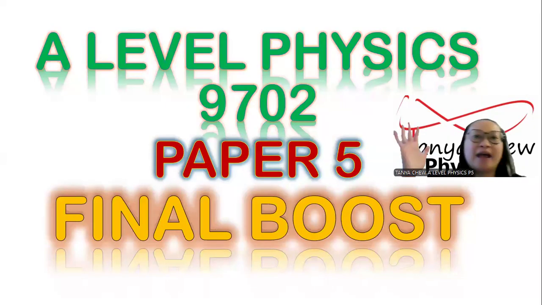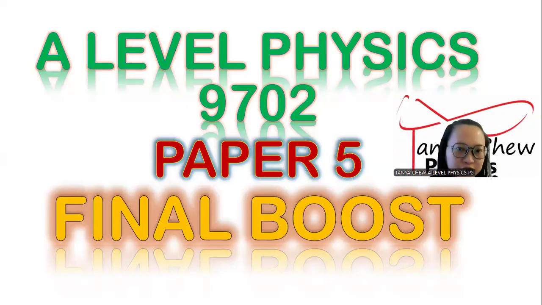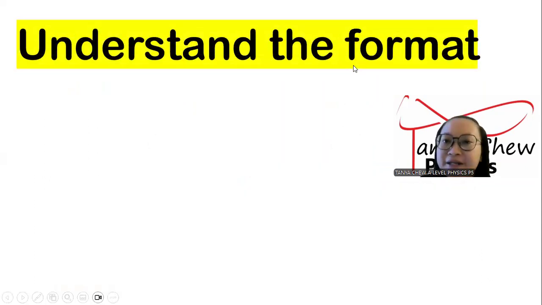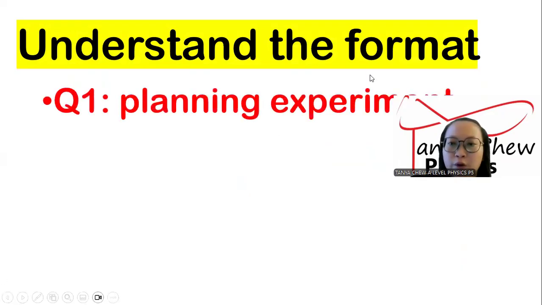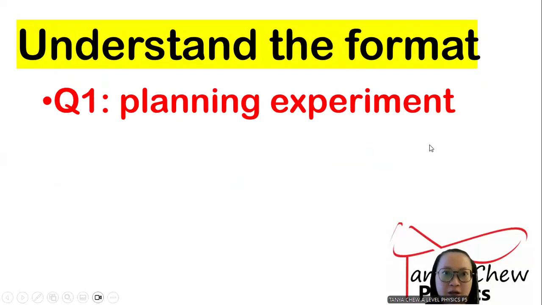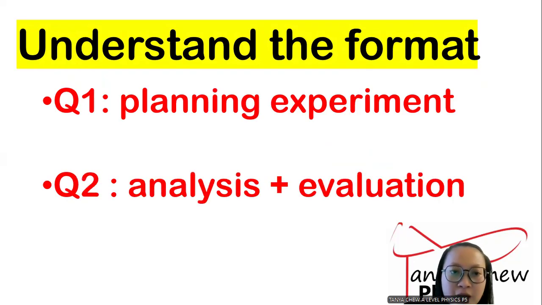Now, this is it. A-level physics 9702 is the code, Paper 5 final boost. Ready? Let us get started. First, understand the format. Before you even start answering Paper 5, you need to understand the format of the questions. The first question is about planning an experiment. How do you plan an experiment like a physicist? You are the planner, for a future student to conduct the experiment. And the second question is about analysis plus evaluation.